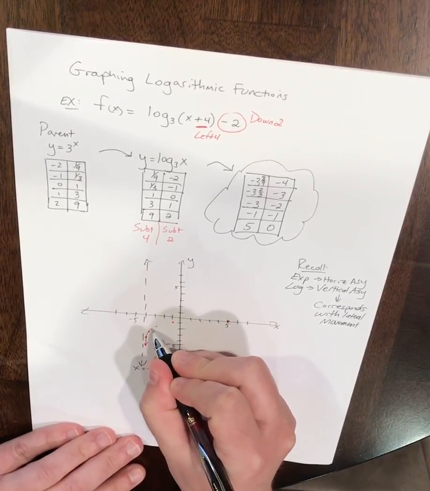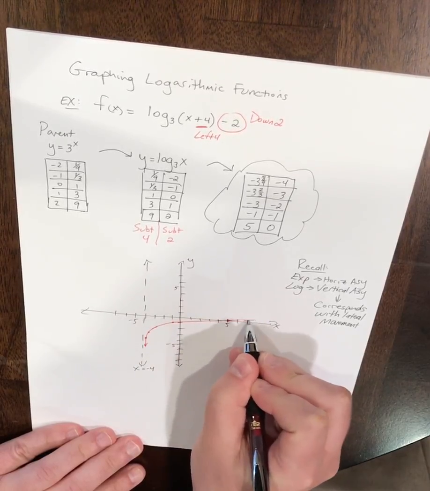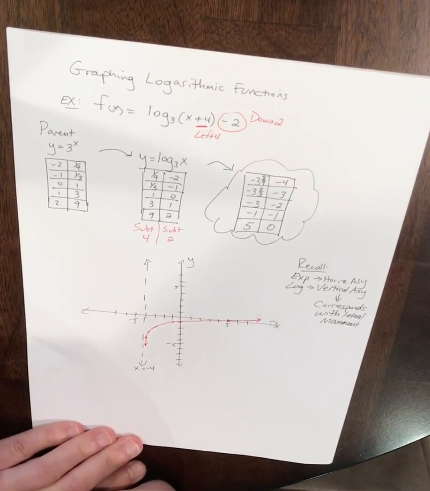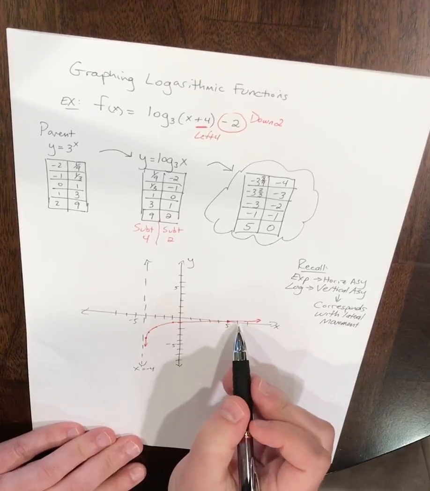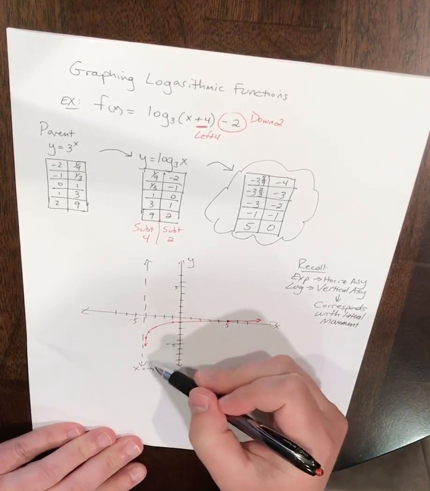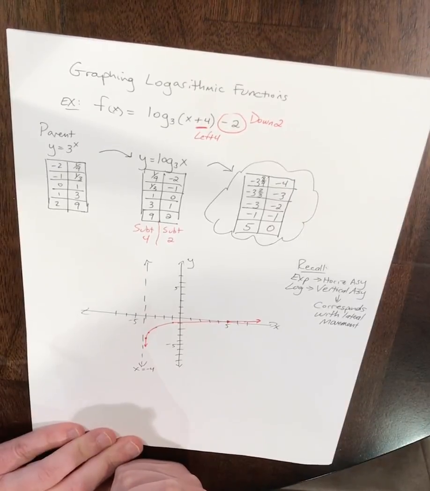So these have this type of a shape. And as the function moves to the left, it approaches the asymptote and moves downward towards negative infinity on the y-axis.